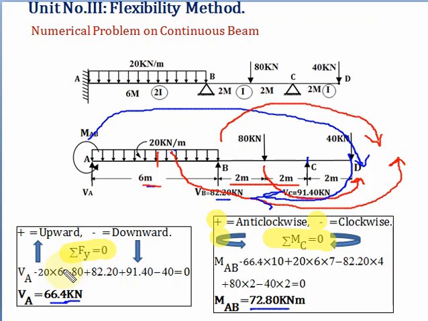So by using the equilibrium equation summation Fy, we have found the vertical reaction at A, and by using the second equilibrium equation, summation of moment equal to 0, we have found the moment in member AB.